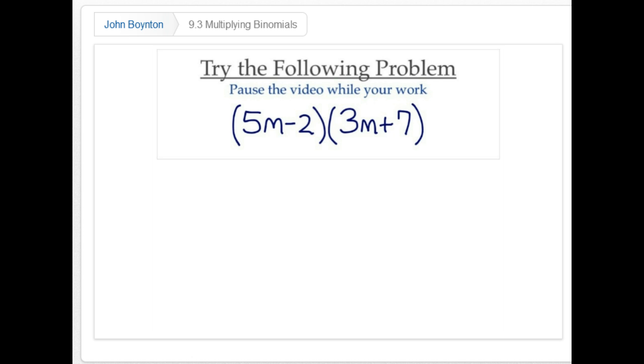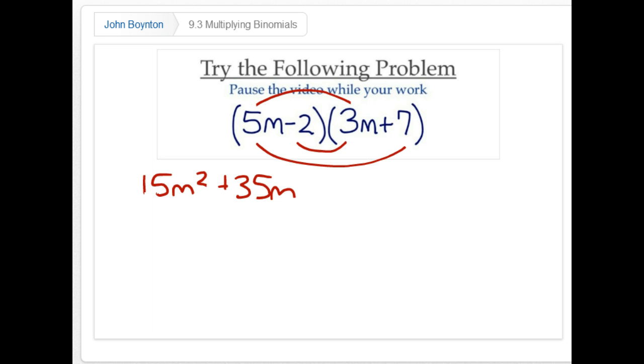Okay, this time I'll go back to the FOIL method, but really again it doesn't matter. This will just kind of prove that it doesn't matter what order you do it in. So first terms goes like this, 15m squared. Outside terms like that makes 35m. Inside terms makes negative 6m, and last terms makes negative 14.